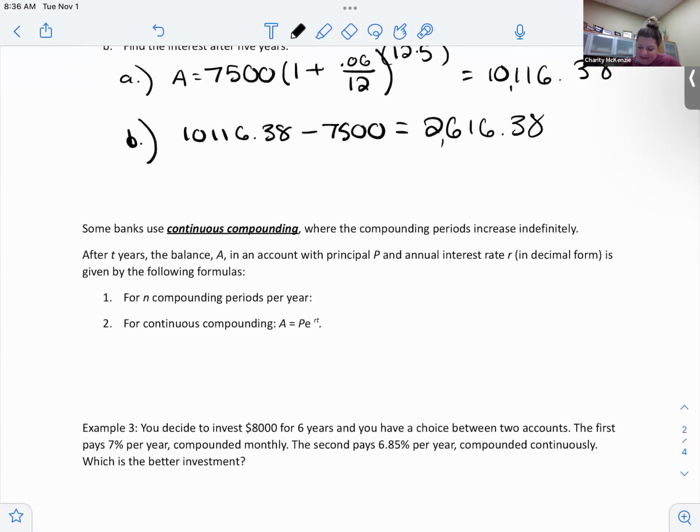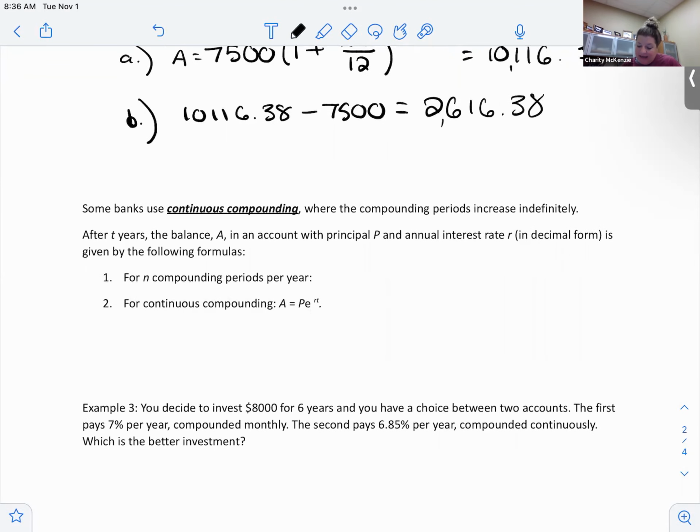Okay, for some banks, continuous compound, where compounding periods increase indefinitely. So what if I want to try to compound as much as I possibly can? So I don't even want to do it daily. I want to do it every hour of every day, every second, like as much as I can. That's where the compound continuous formula comes in. Now, we don't focus on this one as much as you do if you take the upper division business math classes, but this is our formula for compound continuous.